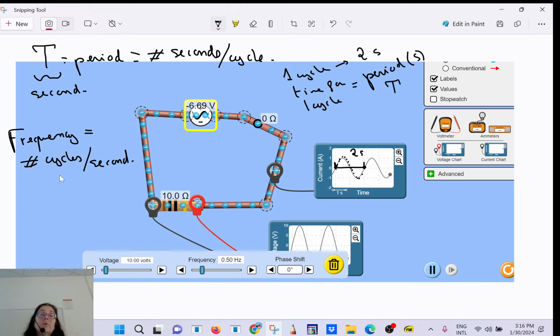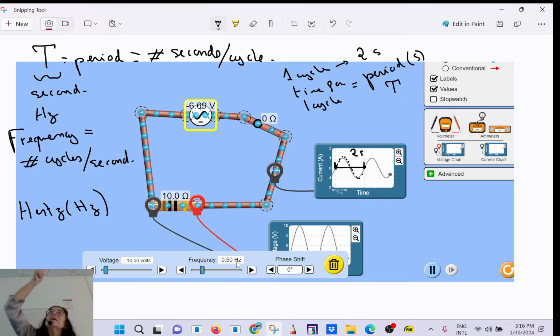Okay? But we like to confuse students. So instead of saying cycles per second, which is 1/second, the unit is hertz. It's named after Henry Hertz. So frequency is the number of cycles per second. The unit is hertz. So for example, here, what's the frequency? 0.5 hertz. So in 1 second, it's going to go like half.